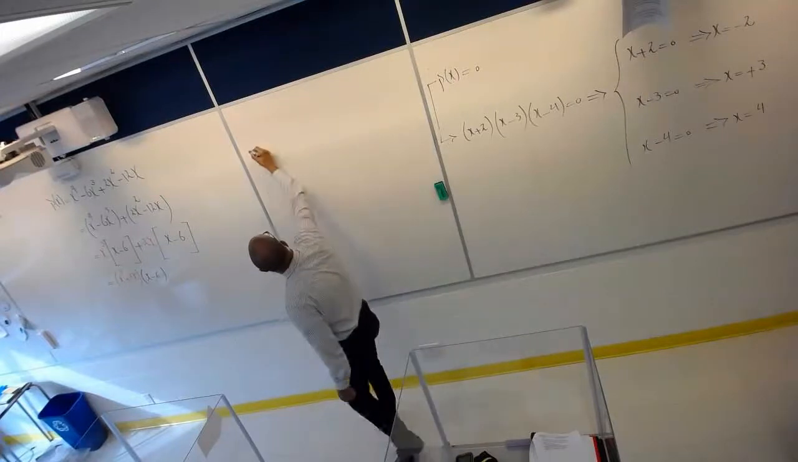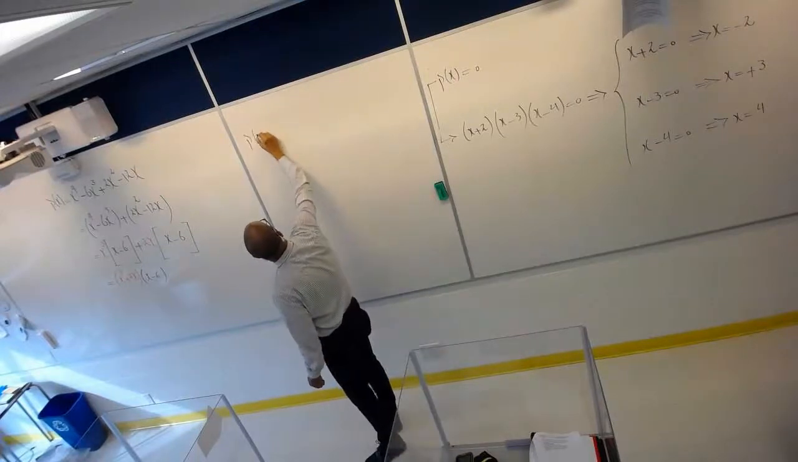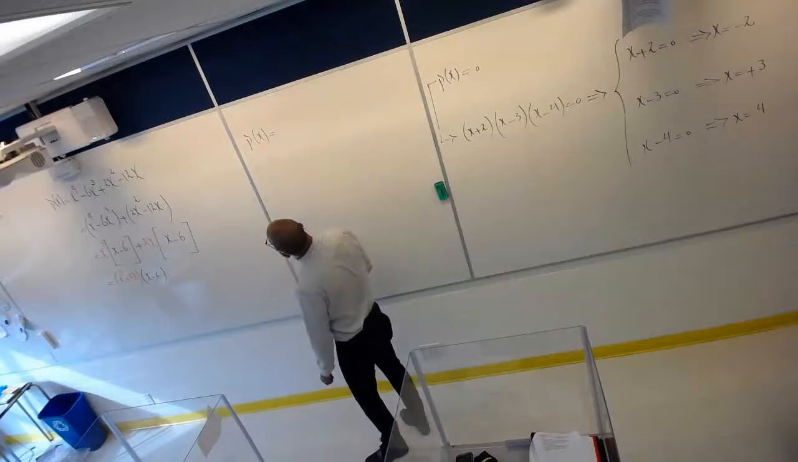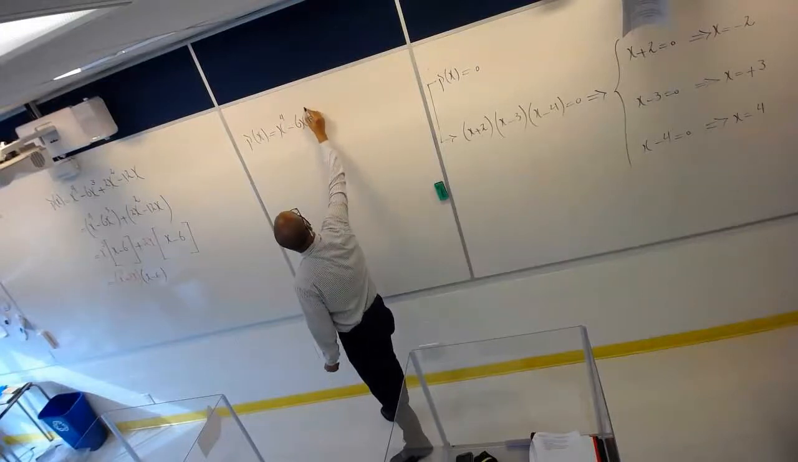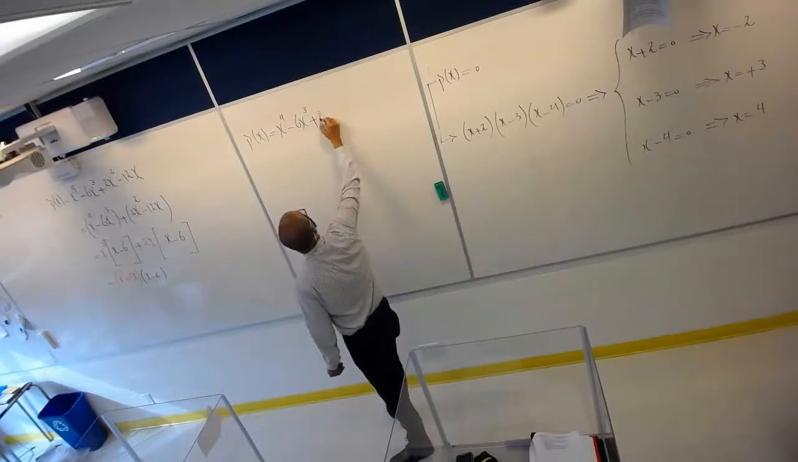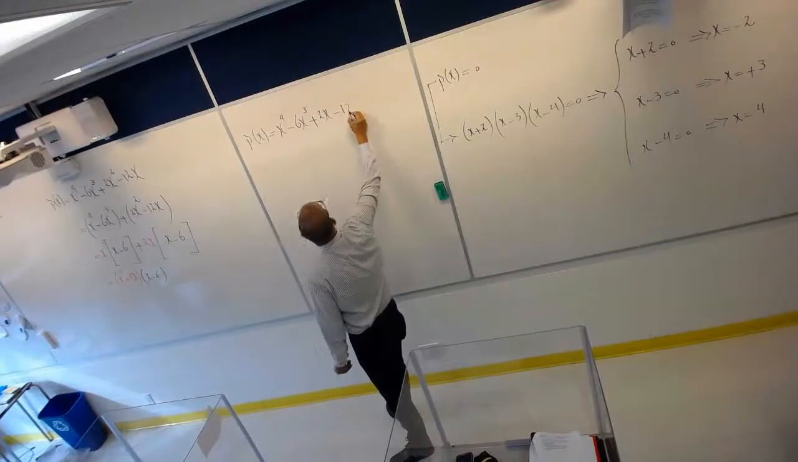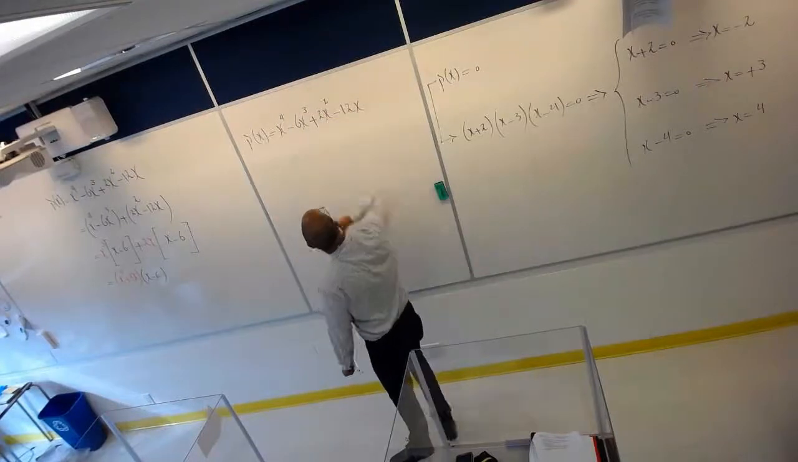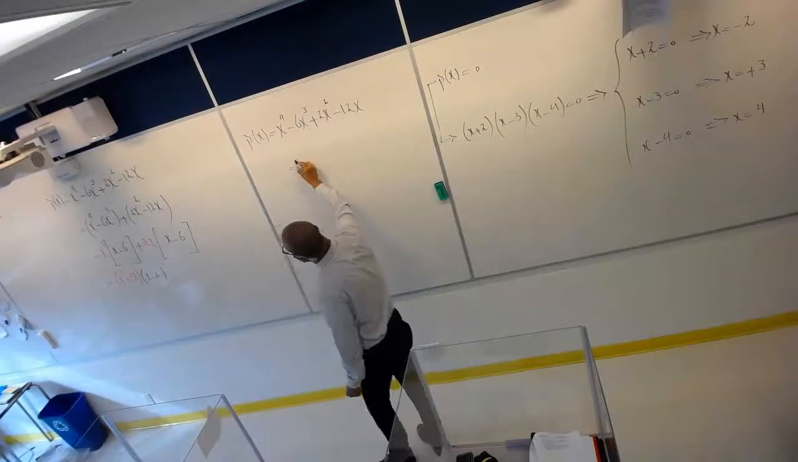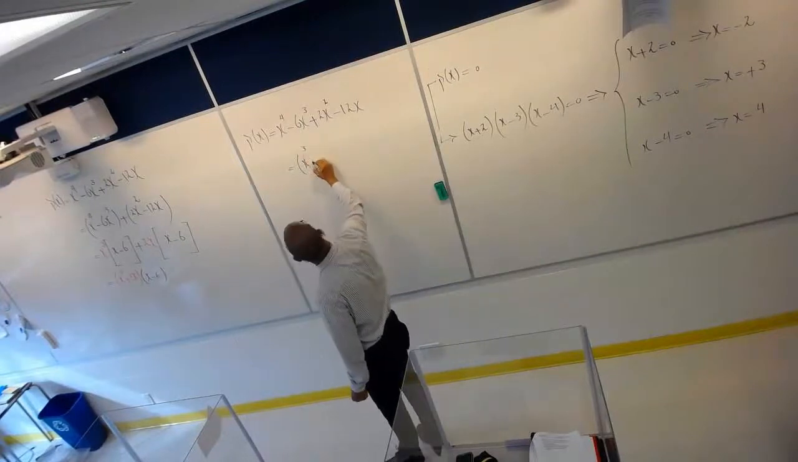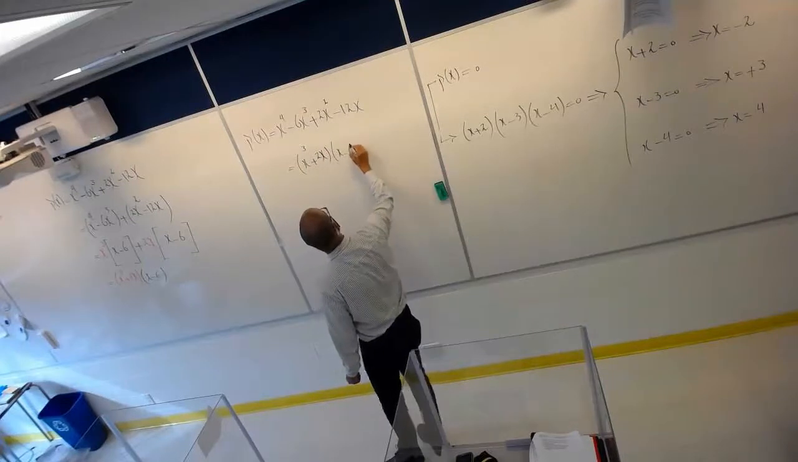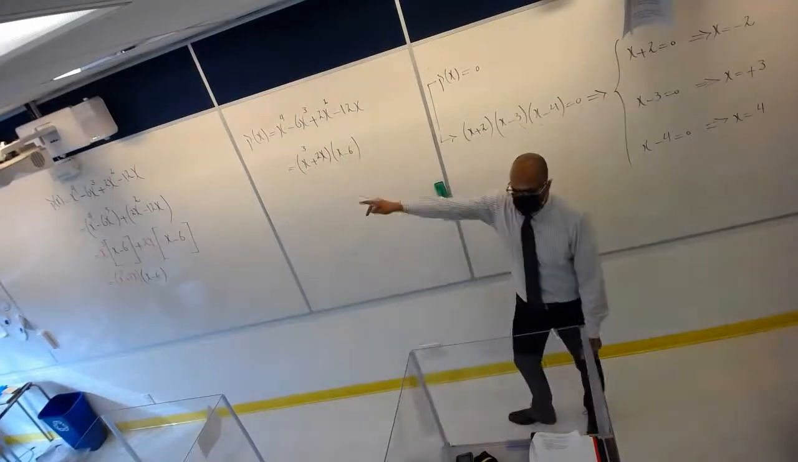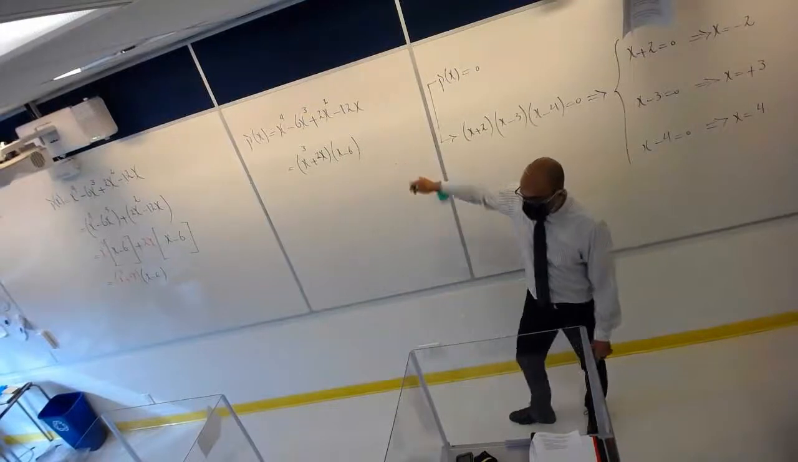Then I say that P of x equals x to the power 4 minus 6x to the power 3 plus 2x minus 12x. Then it turns out to be x to the power 3 plus 2x times x minus 6. So far I just got all of this from the remainder theorem.